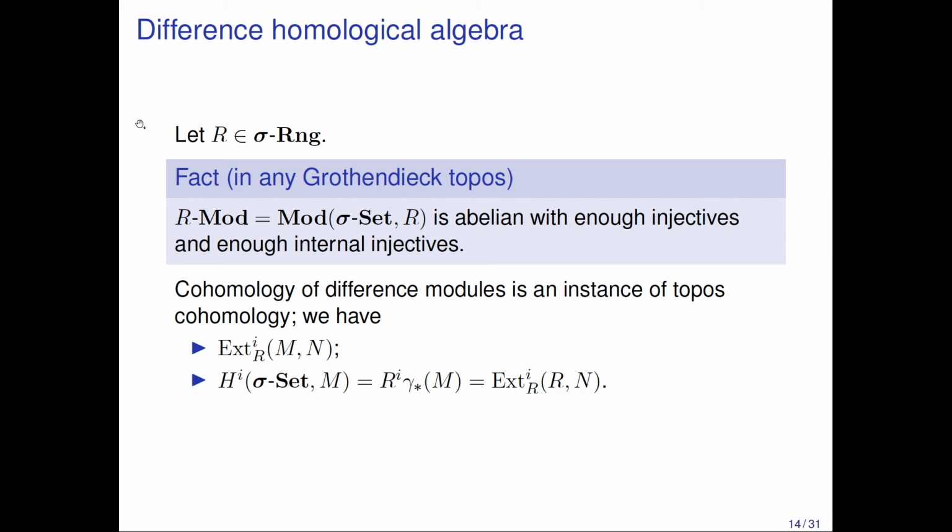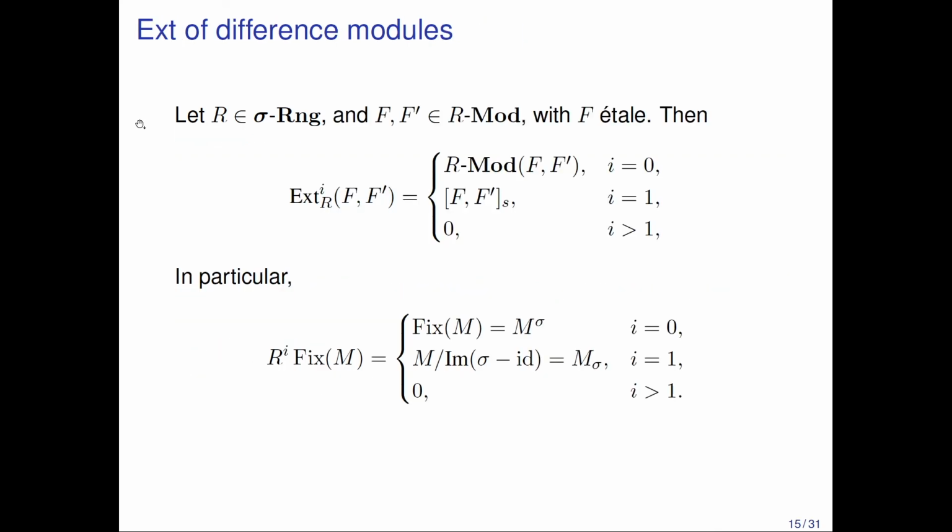So for two difference modules, you can talk about Ext functors, you can talk about cohomology, and so on and so forth. So if you remember that morphism from difference sets to sets, gamma lower star was just the fixed points. So in fact, the cohomology is just deriving the fixed point functor. So let me show you some calculations.